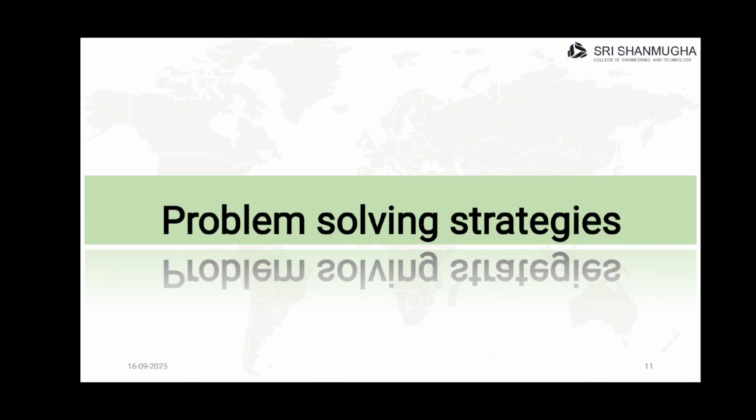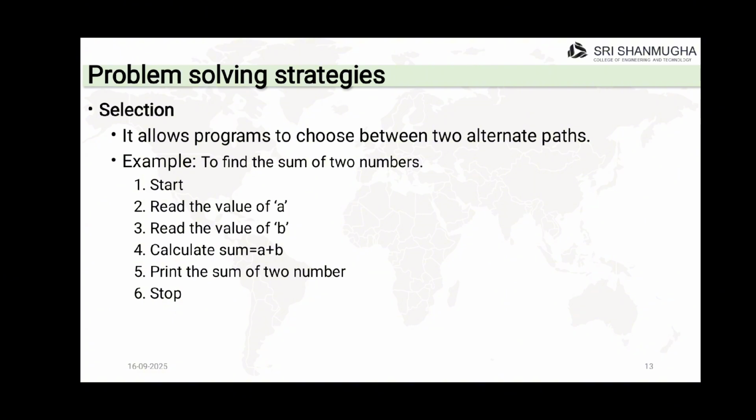Next topic, problem solving strategies in C program. The first strategy is sequential, where steps are executed one after another. For example, to find the sum of two numbers, the same as the algorithm and pseudocode. First step is start. Second step is read the value of A. Third step is read the value of B. Fourth step is calculate sum equal to A plus B. Fifth step is print the sum of two numbers, and finally stop the program.